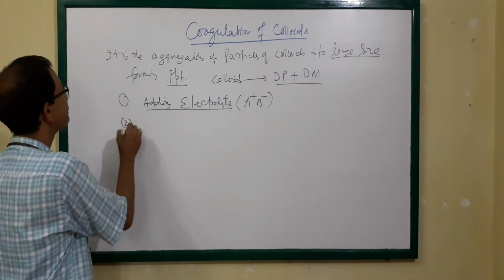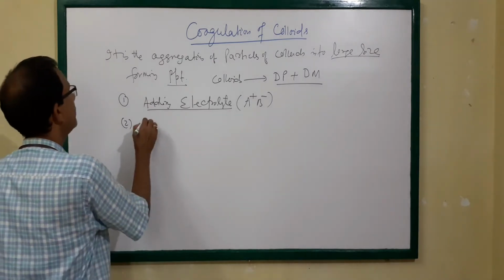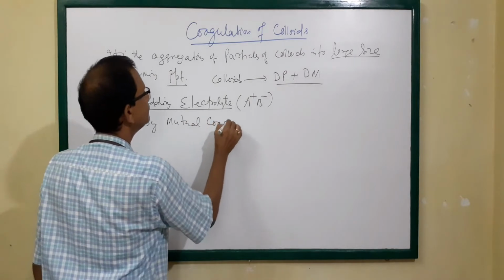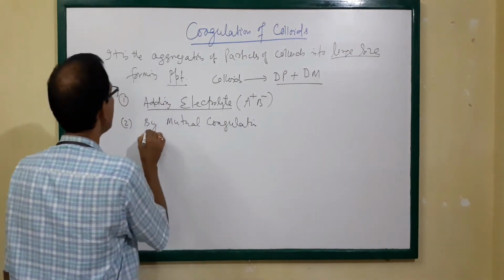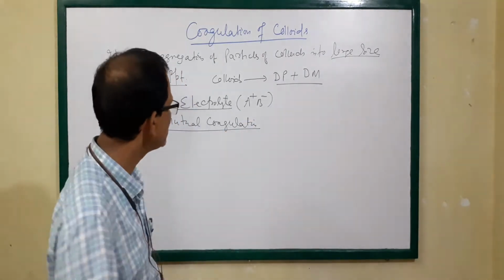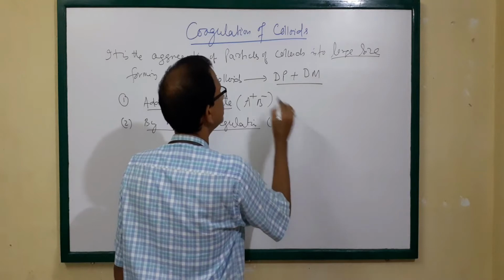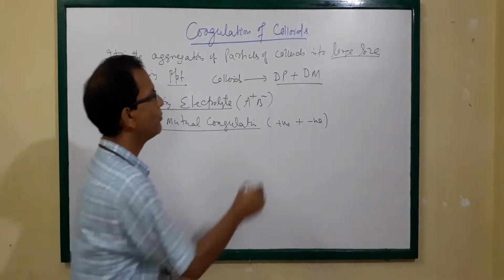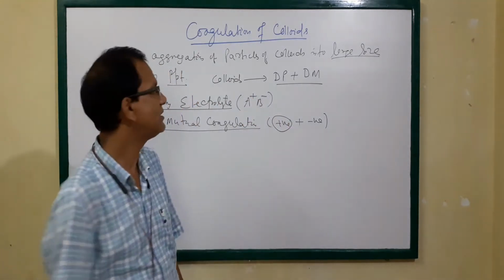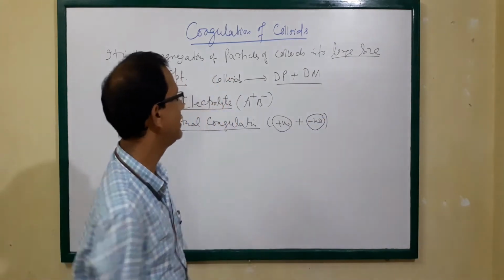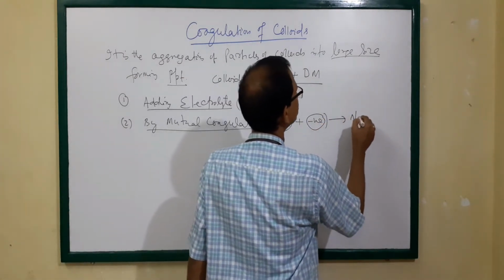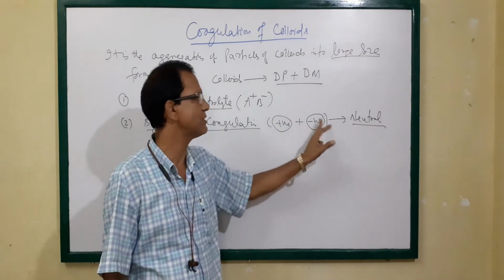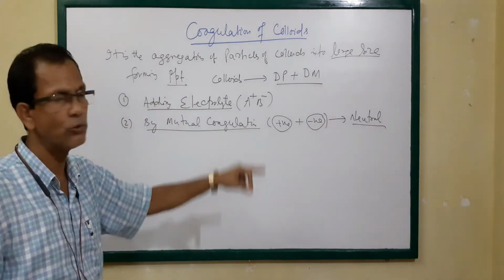Second one is mutual coagulation. What do you mean by mutual coagulation? Mutual coagulation means positive is neutralized with negative. That means a positive sol mixed with a negative sol so that the result is neutral. Neutralization of charge results in coagulation. That is called mutual coagulation.